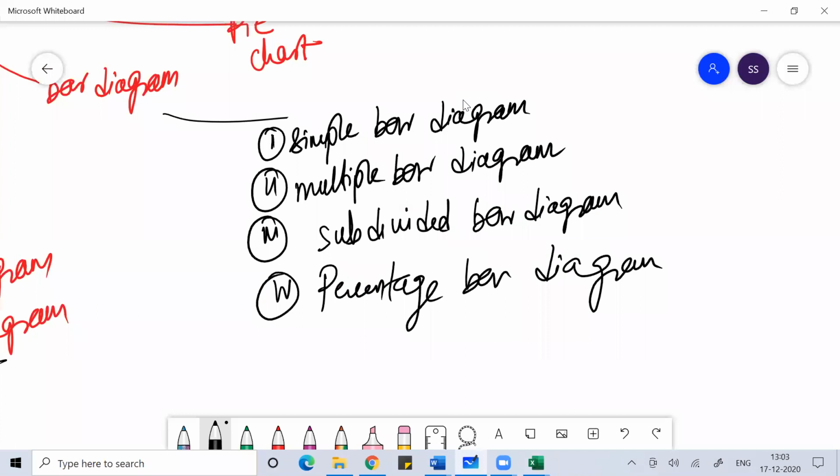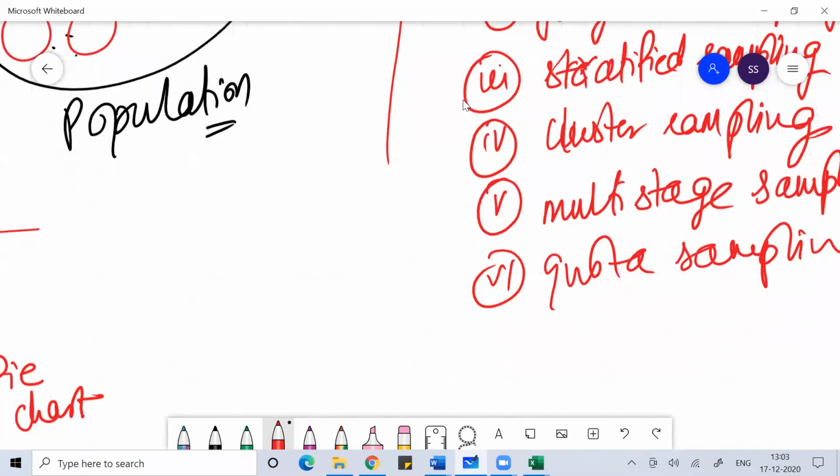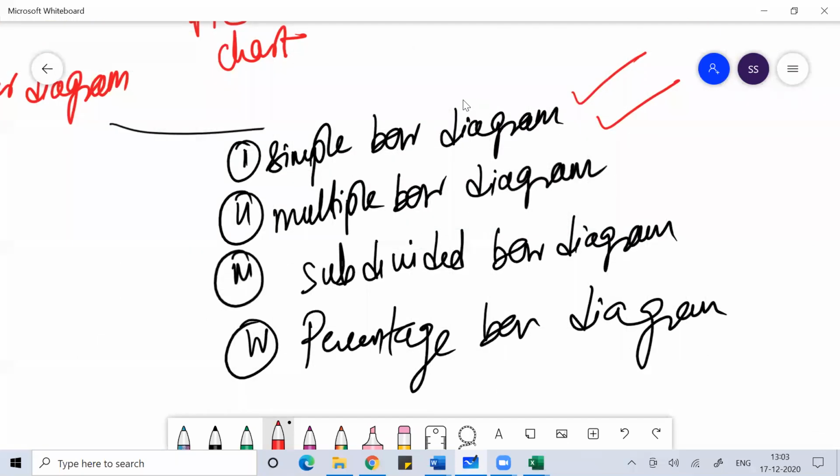We have done the simple line diagram and multiple line diagram in this class. We have also done the simple bar diagram and multiple bar diagram. Tomorrow we'll do the subdivided bar diagram, percentage bar diagram, and pie chart.